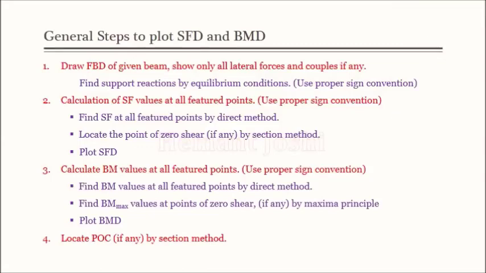And second step is calculation of shear force values. As I said, either left or right of the section part we have to consider. Then calculation of bending moment values we have to do, and the last point will be, if at all there is any point of contraflexure where the bending moment diagram changes its sign from positive to negative or negative to positive, how to locate that point and how to find out zero shear point and their maximum values of bending moment.